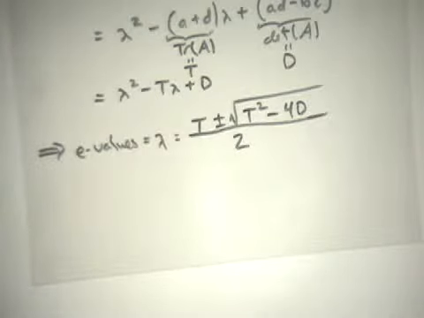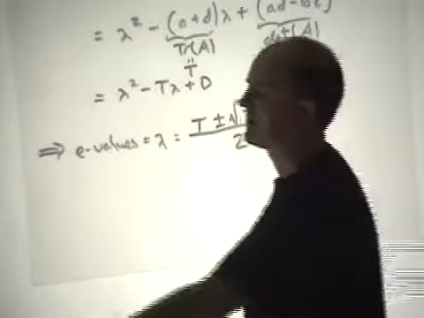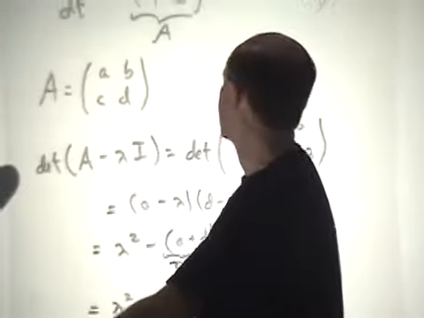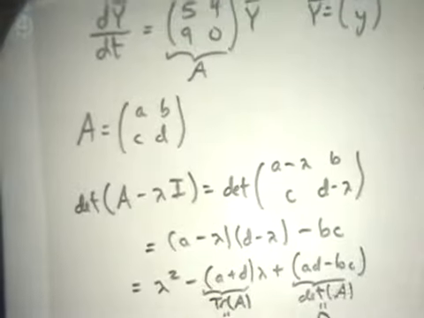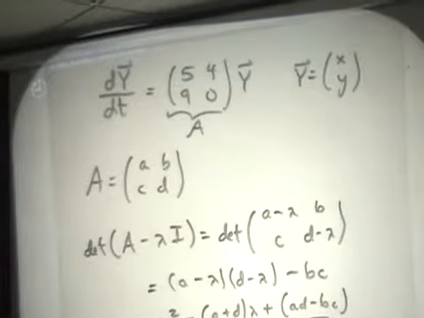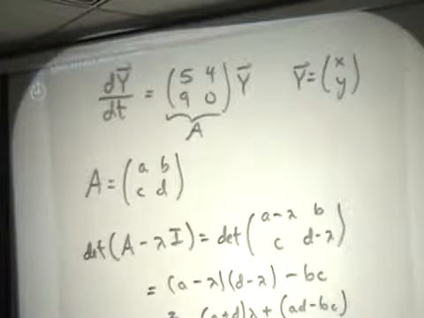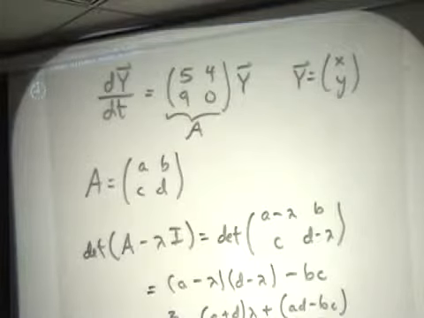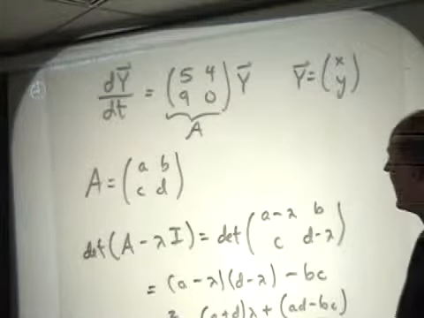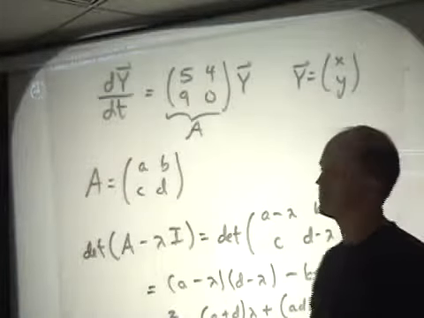Thinking about the case where you've got real eigenvalues, you're going to be in the case where T squared minus 4D is greater than or equal to 0. Which is what's going to happen. Now going back to our original example at the top. Little a is 5, little b is 4, little c is 9, d is 0. The trace is 5, and the determinant is negative 36.